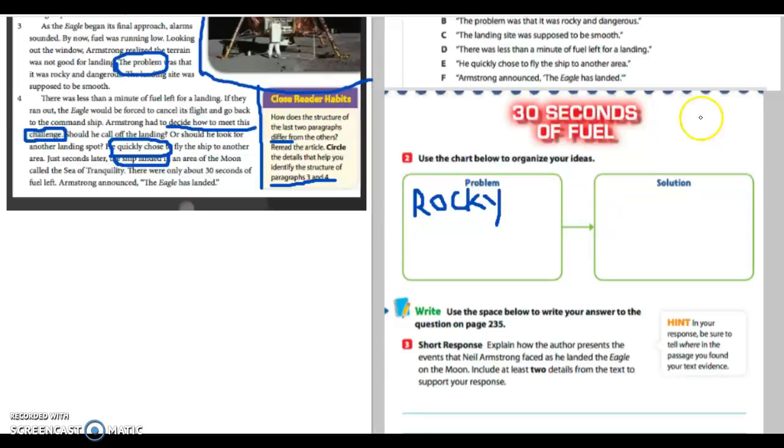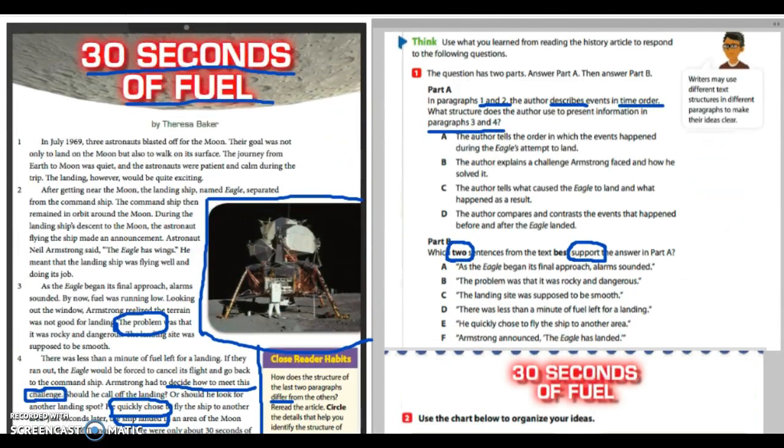All right, we're going to go ahead now and work on our questions in part A and part B. Our question for part A says, in paragraphs 1 and 2, the author describes time order. What structure does the author use to present information in paragraphs 3 and 4? So we use our clue words to see that there are words like problem and challenge, and we now need to find an answer choice that mimics what we found in our text. Mimic means the same or does the same.